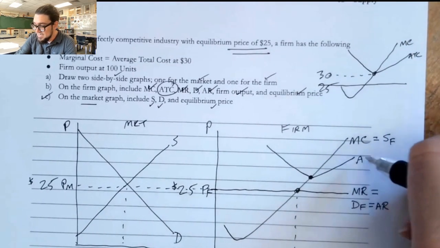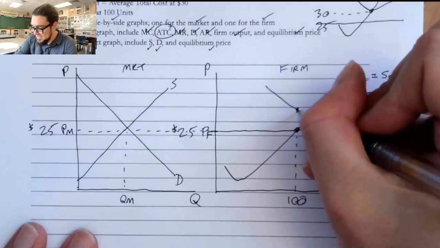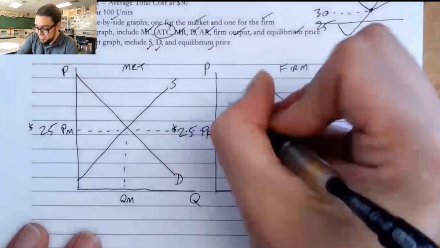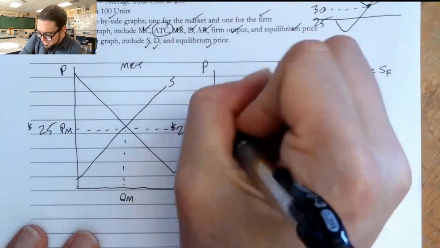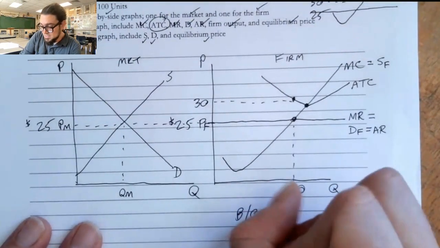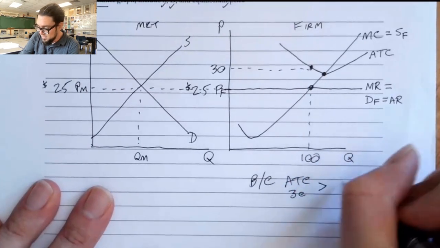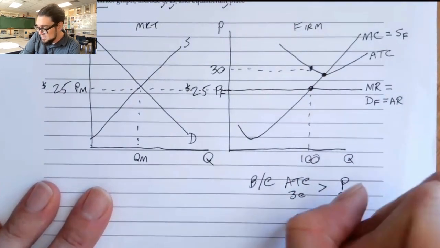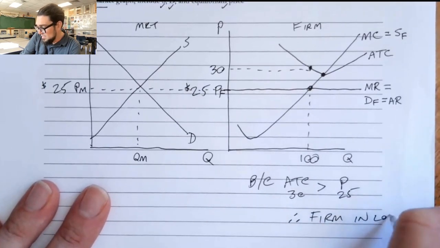So this firm is not operating at a profit. In fact, it's fun if you make that noise. At 30, this firm's actually earning a loss because, and I'm going to go ahead and write that down here, because ATC 30 is bigger than the price 25, we can say, therefore, firm in loss.